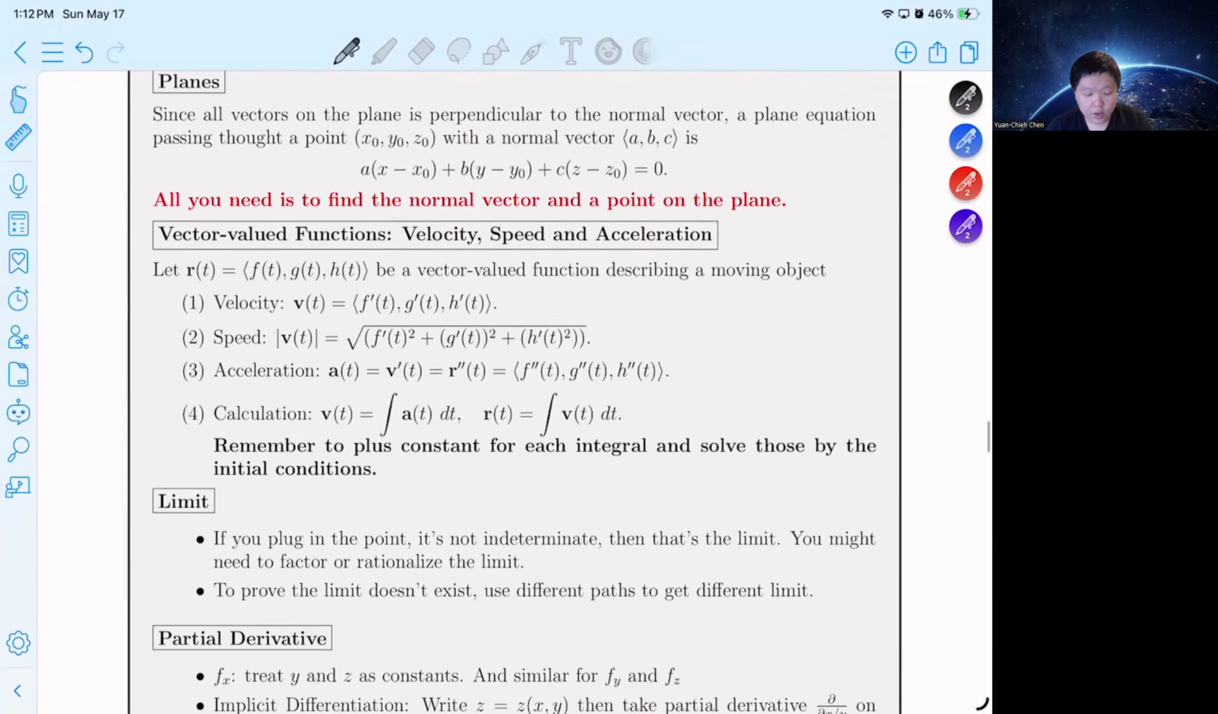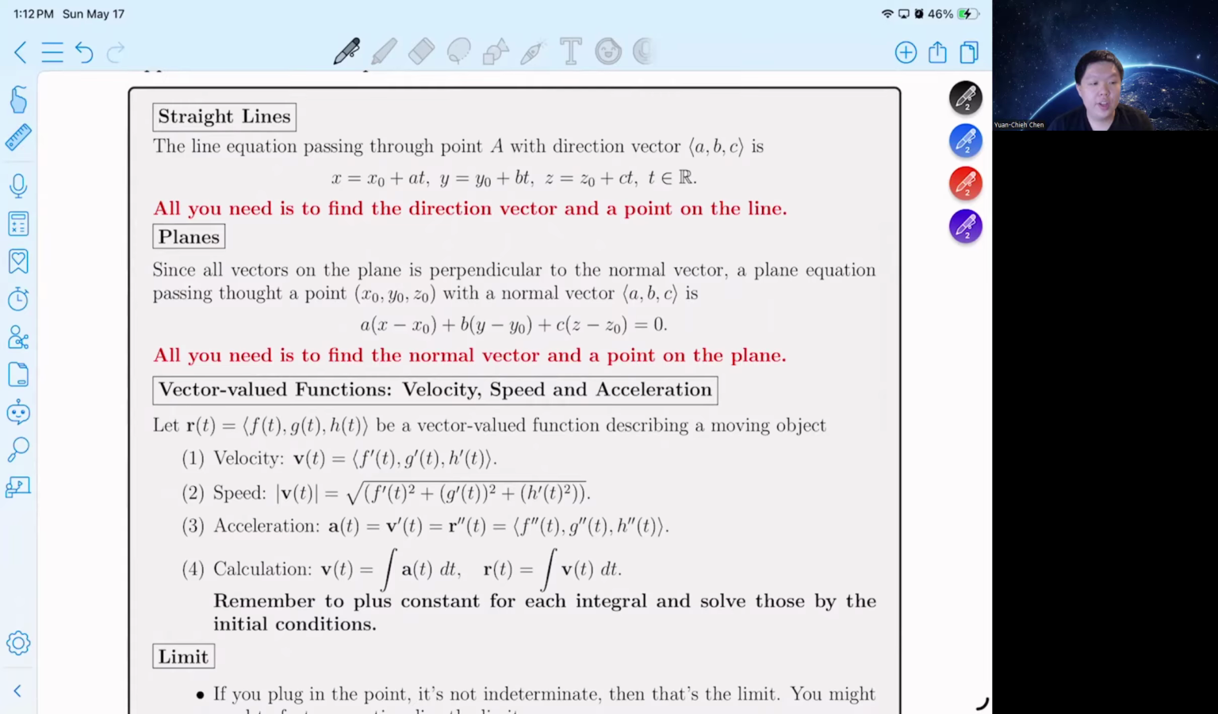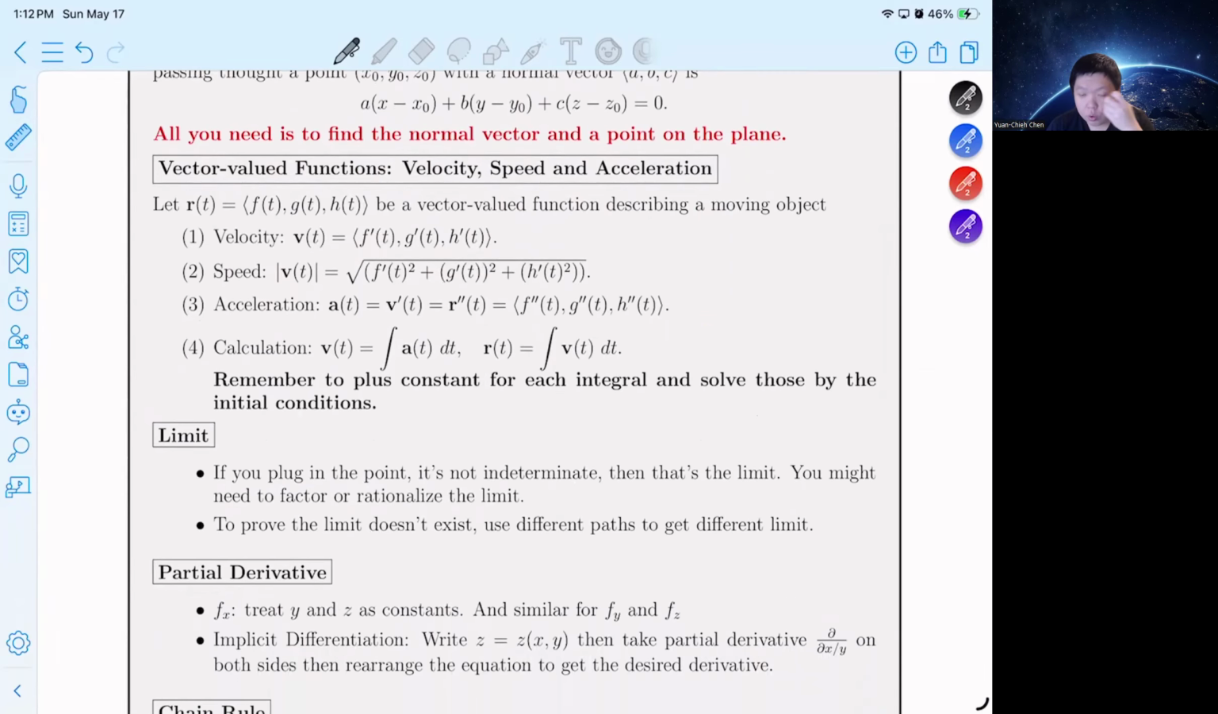Question 3. These are all things we already reviewed in class, so I'll skip that. Basically, I label in red: if you want to find the equation of a straight line, all you need to do is find a direction vector and a point on the line. For planes, it's similar: find a normal vector and a point on the plane. For the applications, you're probably really familiar with velocity, speed, acceleration, and all the calculation. Remember, you have to plus C. And for the limit, if the question asks you to do 2 paths and the numbers are not the same, then the limit does not exist.